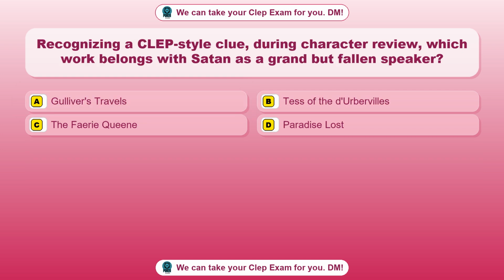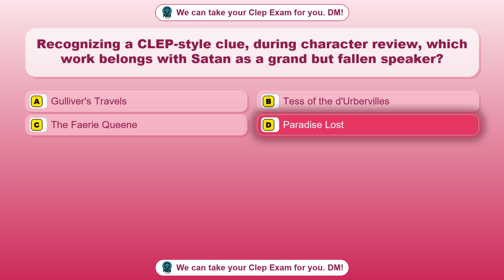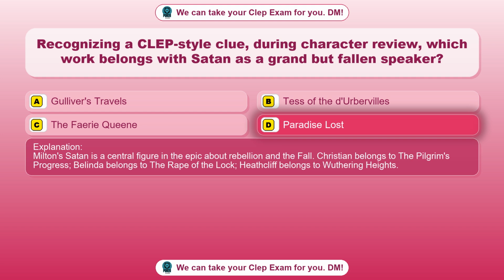Question 78. Recognizing a CLEP-style clue during character review, which work belongs with Satan as a grand but fallen speaker? Option A, Gulliver's Travels. Option B, Tess of the D'Urbervilles. Option C, The Faerie Queene. Option D, Paradise Lost. The correct answer is option D, Paradise Lost. Milton's Satan is a central figure in the epic about rebellion and the fall.